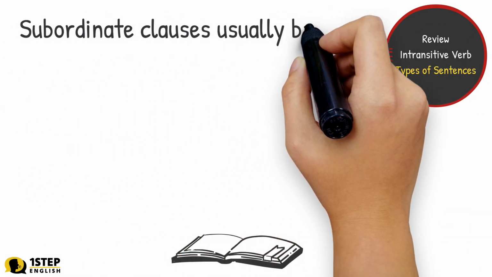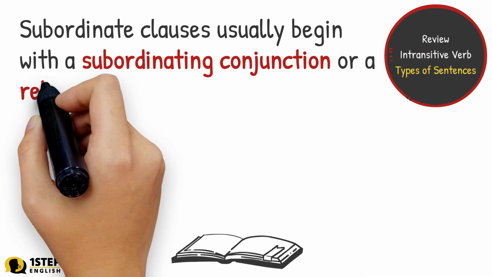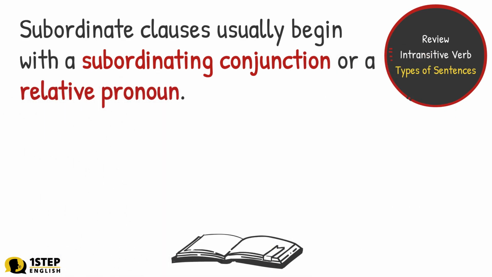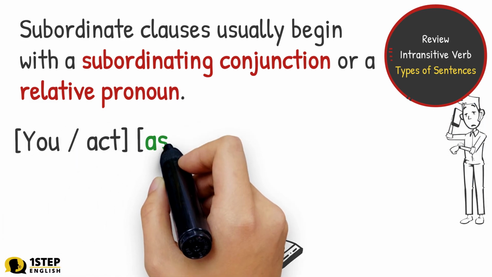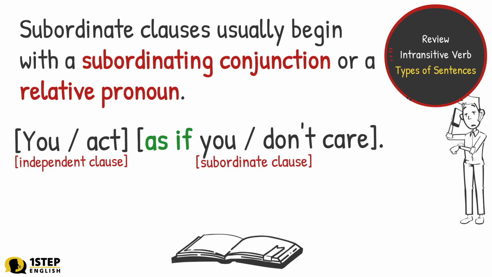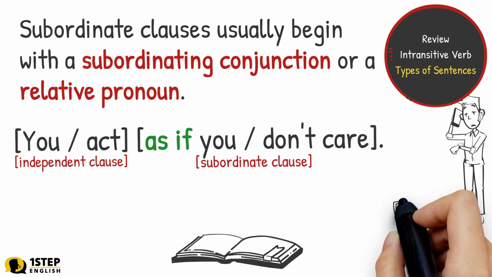Subordinate clauses usually begin with a subordinating conjunction or a relative pronoun. In the following examples, each clause is bracketed with a slash between subject and predicate, and the subordinate clause indicator, which is the conjunction or relative pronoun, is in bold green. You act as if you don't care. The clause, you act, is the independent clause of the sentence. The clause, as if you don't care, is the subordinate clause. The word, as if, is the subordinate clause indicator, which is a subordinating conjunction.